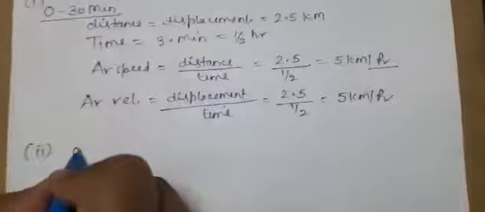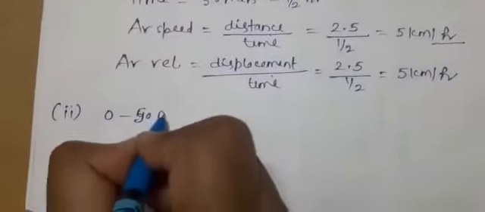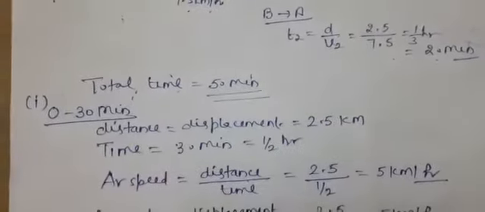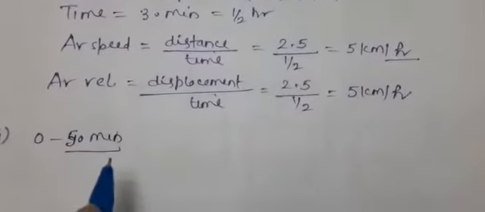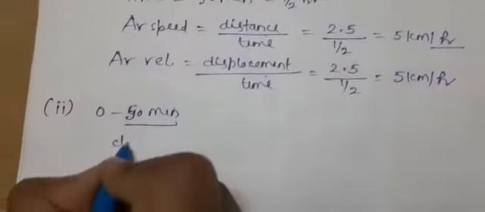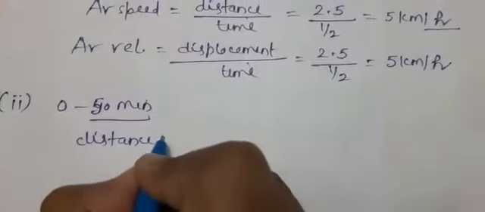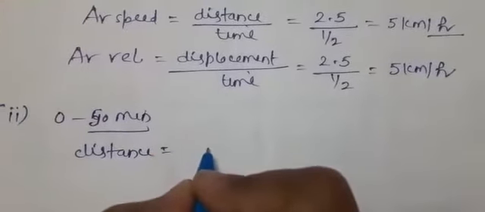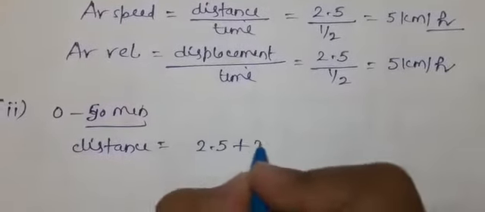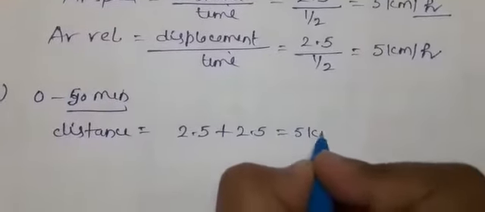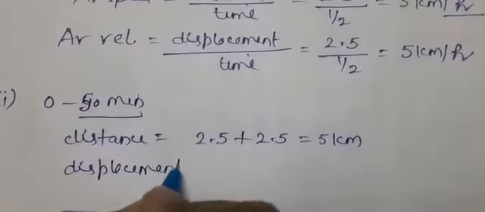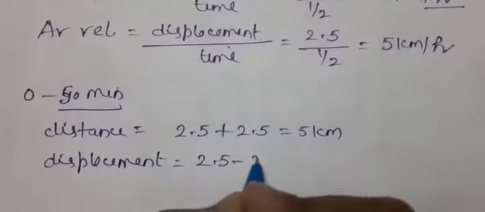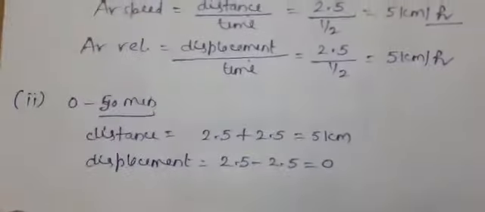When we are taking the time interval from 0 to 50 minutes, the total time of the motion A to B and B to A is 50 minutes. So in that case, it means the person is returning back to the original point. So now see, 0 to 50, distance covered is 2.5 in going and 2.5 in coming back. This is 5 kilometer. What will be the displacement? Final and initial points are coinciding, so it will be 2.5 minus 2.5, it is 0.